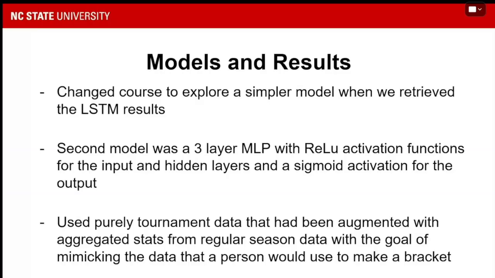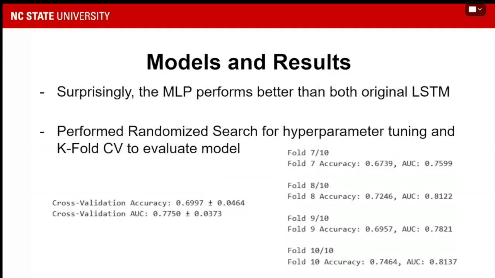And we did this in a really rote way where we asked, what does a person do when they create a bracket and they don't really know much about basketball? They look at the seeding and they look at the general stats of the teams. We encoded those things to see if something that simple could outperform these metrics, and ended up getting a really surprising result that it does outperform the LSTM and both kinds of randomization.